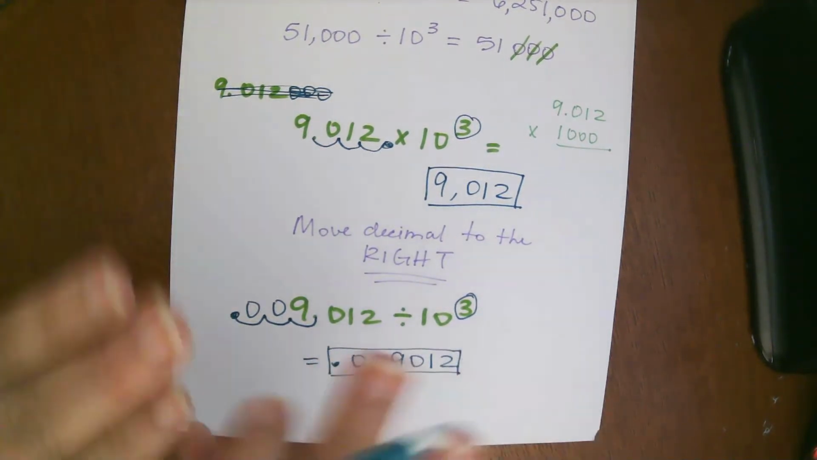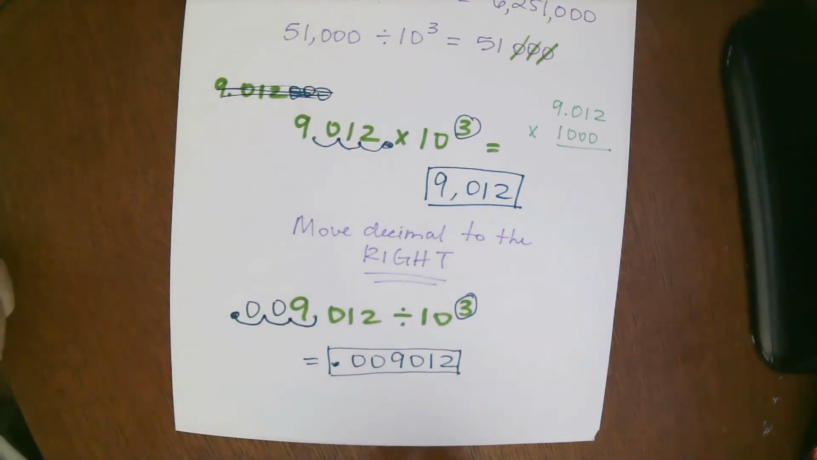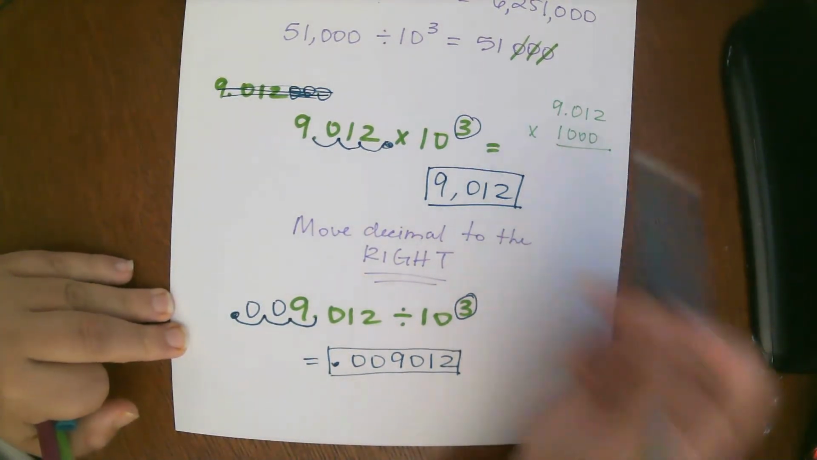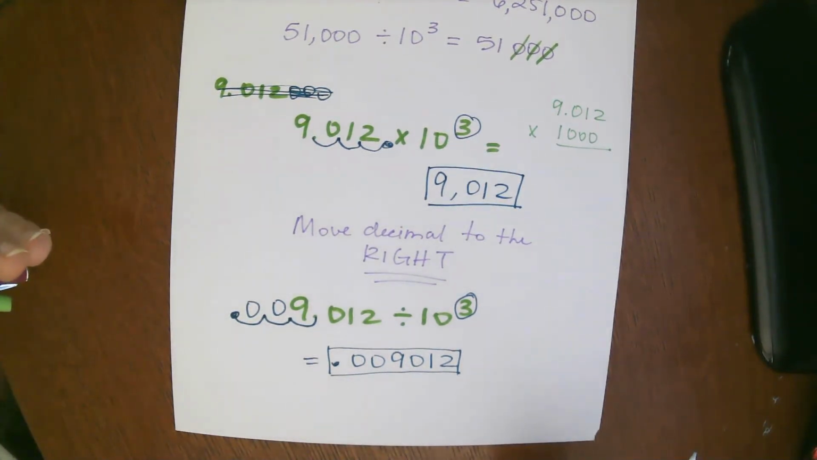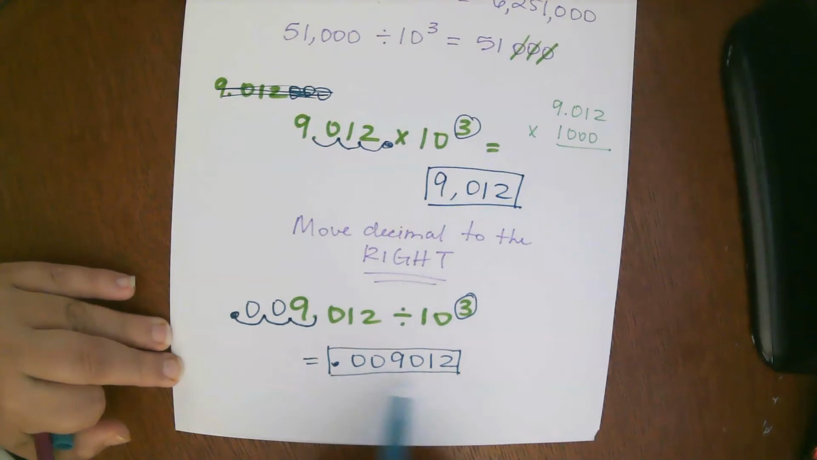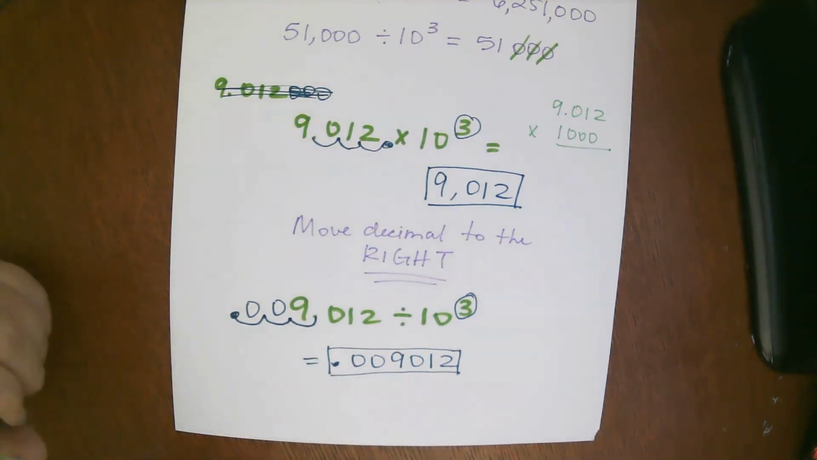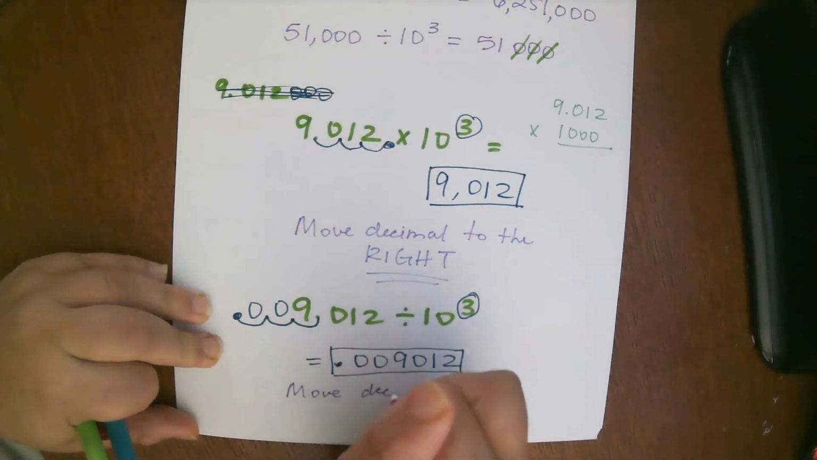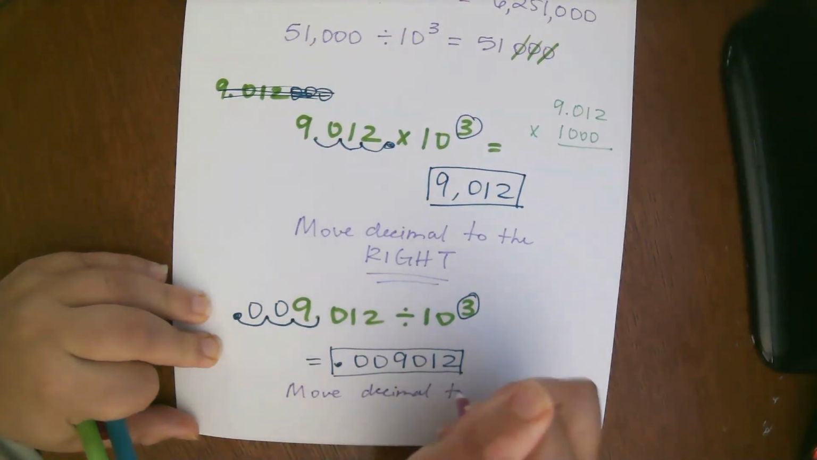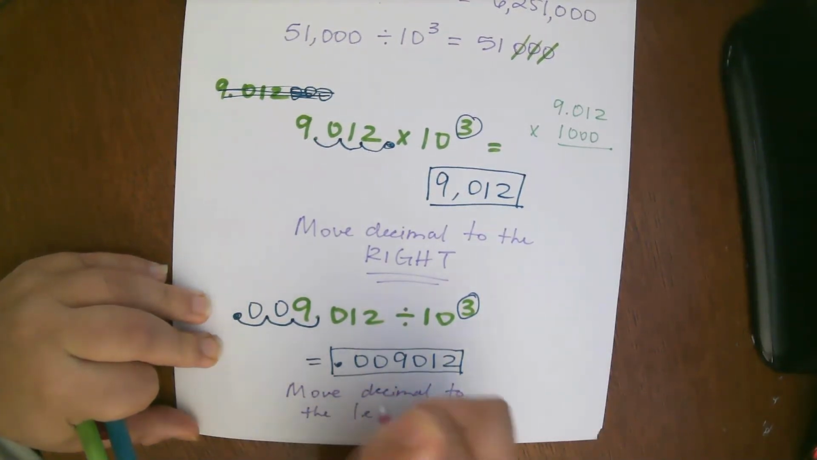And when we're dividing, we're making groups, right? We're making groups of 1,000. So of course it's going to be super small. It's like divide this up 1,000 times, right? And we did. And look how minuscule it is. So when we divide by powers of 10, we move the decimal to the left.